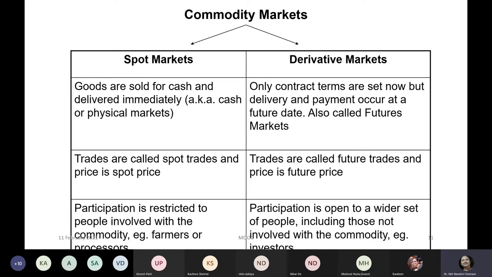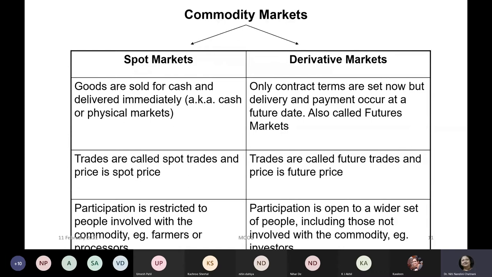Now, what is more important for everyone who's attending this webinar today to understand is that commodity markets take two forms. One is the spot market. We all know about spot markets, also called cash markets or physical markets. In the spot market, the commodity is brought by the seller for selling and the buyer comes for buying. So they negotiate a price that is determined by the demand and supply prevailing at that point in time. And the transaction happens on a delivery versus payment basis, which is to say the seller delivers the commodity and the buyer makes the payment for it. So these are spot markets.